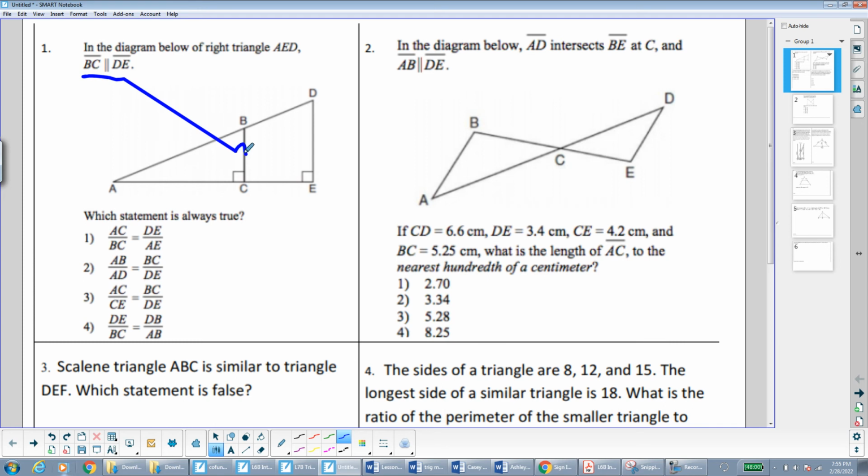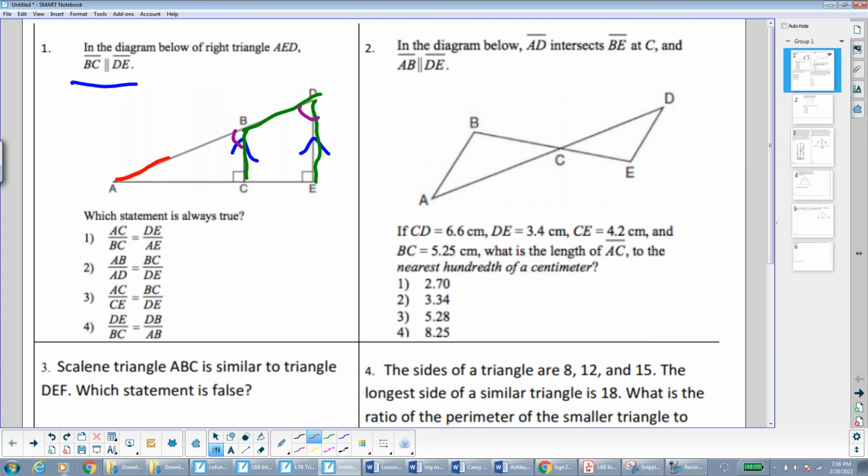So we have BC is parallel to DE. Okay. So now that we know that BC is parallel to DE, we already had the congruent right angles. We also know that parallel lines cut by a transversal, here's our parallel lines, here's our transversal, create congruent corresponding angles. So we know that this angle over here should be congruent to this angle over here because they're corresponding angles.